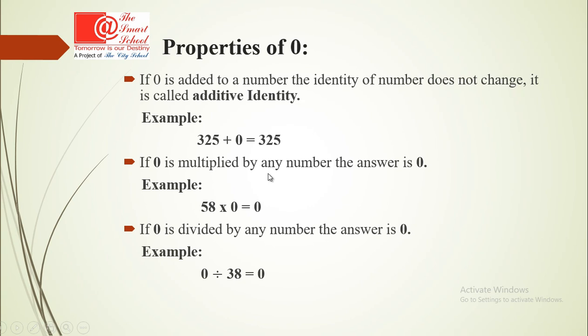If 0 is multiplied by any number, the answer is 0. Like 58 multiplied by 0, the answer is 0. And even if we reverse it, 0 multiplied by 58, the answer is 0. And the same is with division. If 0 is divided by any number, the answer is 0. So 0 divided by 38 is equal to 0, or 38 divided by 0 is also 0. So this is a distinctive property of 0.